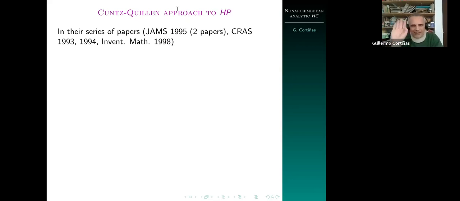Yeah. Before going to characteristic p, I forgot to say something more about characteristic 0. That is that in the drive to prove excision for HP, Cuntz and Quillen liked to put HP formally on similar terms as H-inf. Okay, so what do I mean by this?